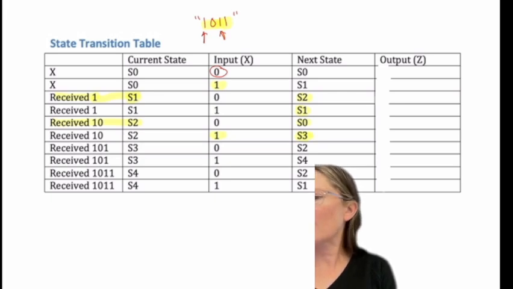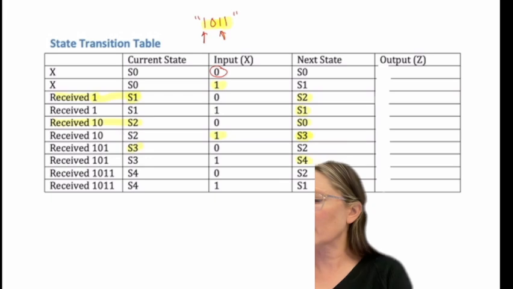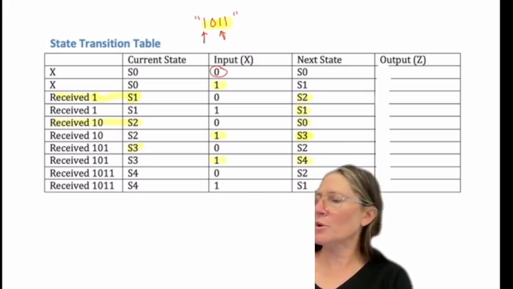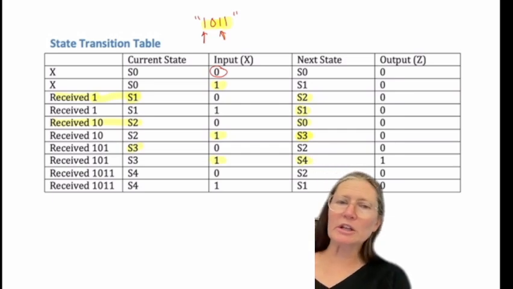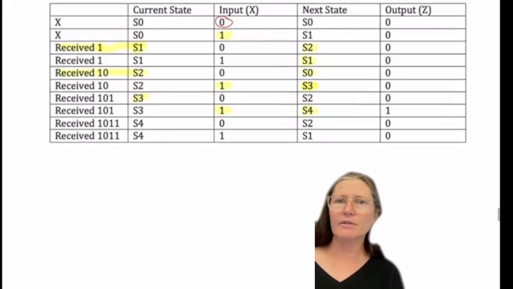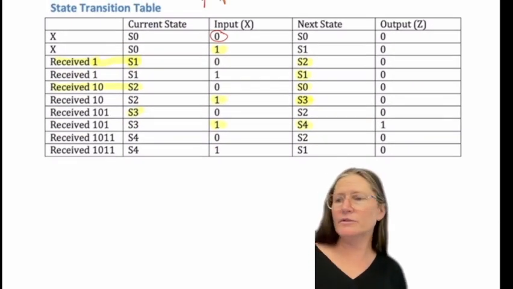If I did have that 1 and I move to the last one, I'm waiting for that 1 also. If I get 1, then I go to state 4, and my output will be a 1 there. So I'm only going to get an output of 1, which unlocks it, when I have all of those values, 1, 0, 1, 1.